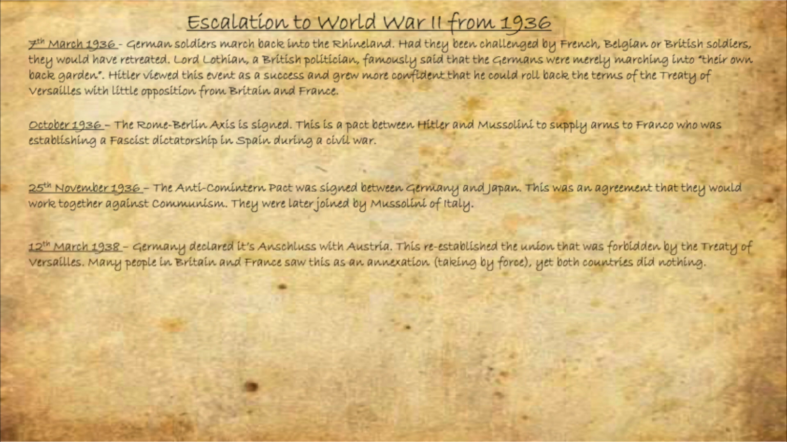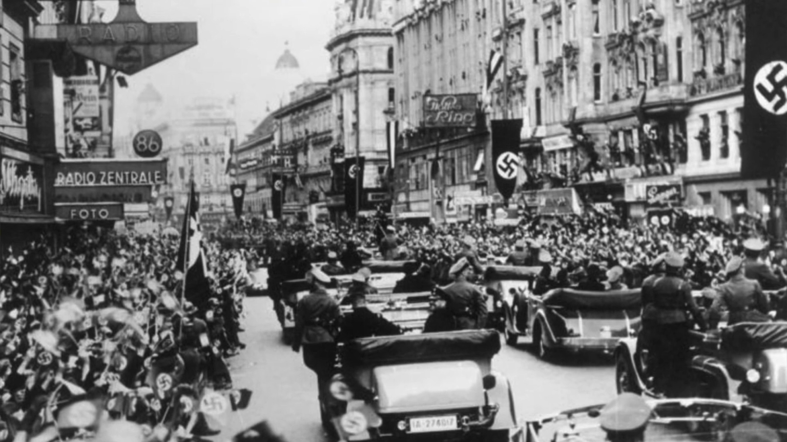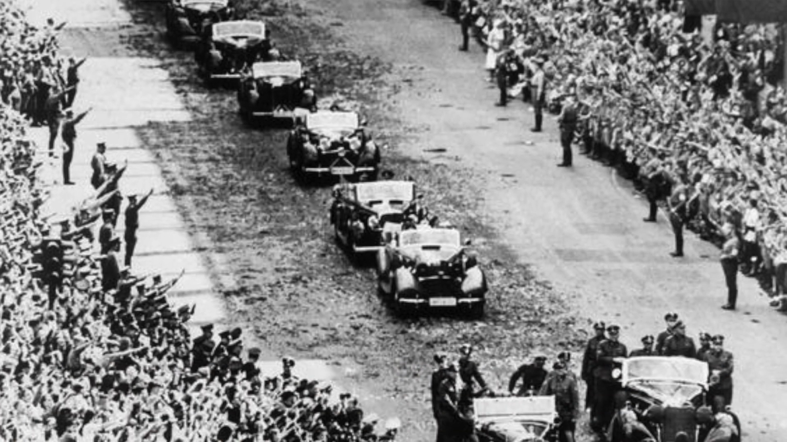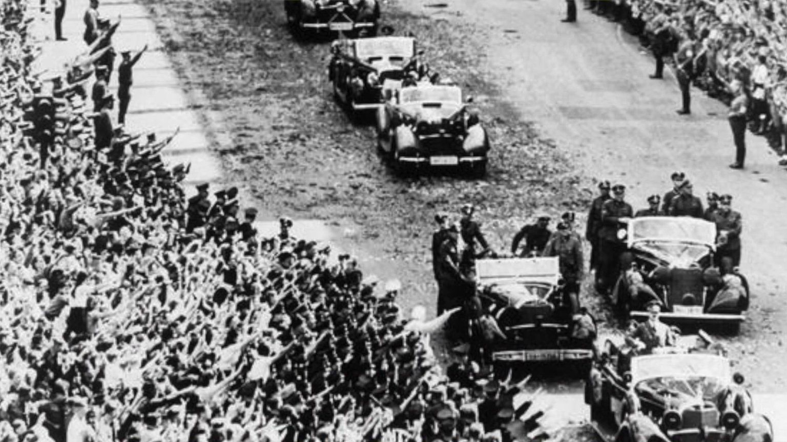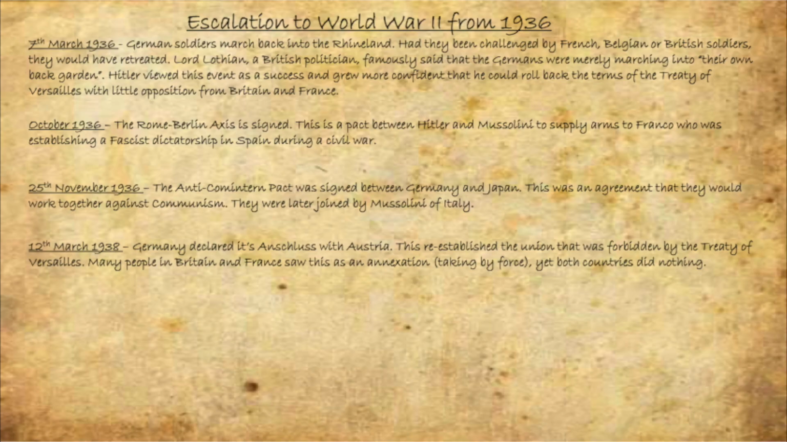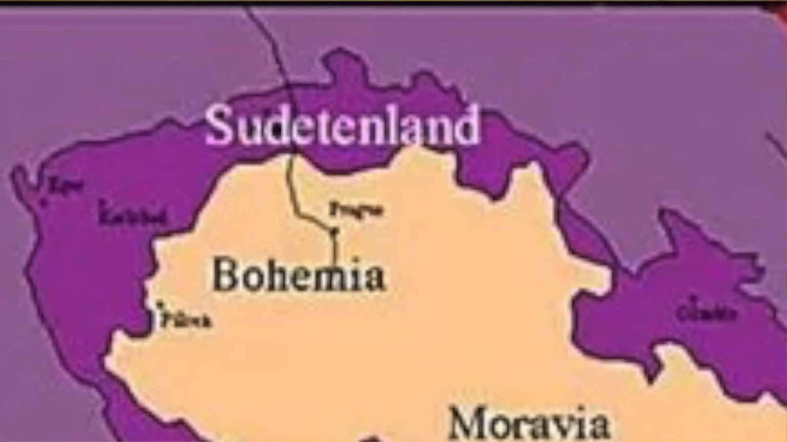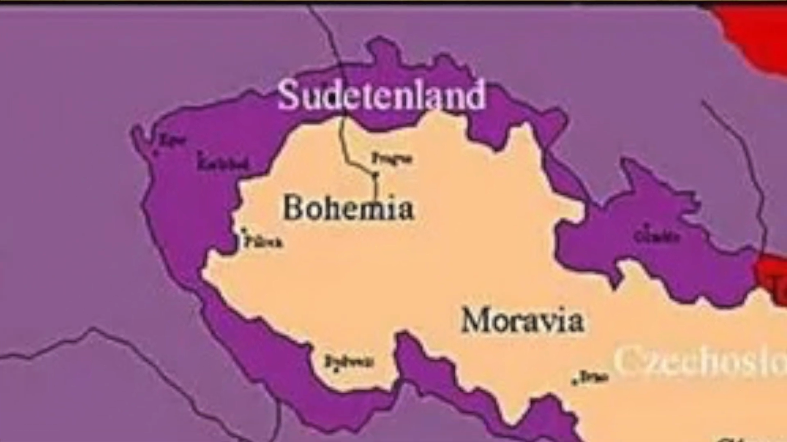12th of March 1938, Germany declared its Anschluss with Austria. This re-established the union that was forbidden by the Treaty of Versailles. Many people in Britain and France saw this as an annexation, which means to be taken by force, yet both countries did nothing. September 1938, the Munich Agreement allowed Hitler to have the Sudetenland region of Czechoslovakia.